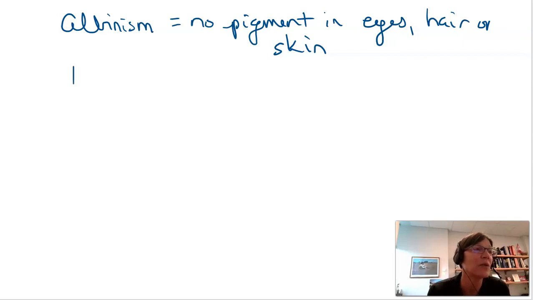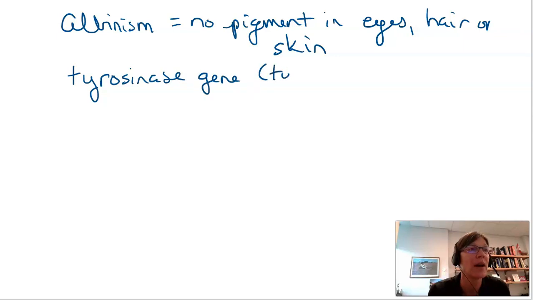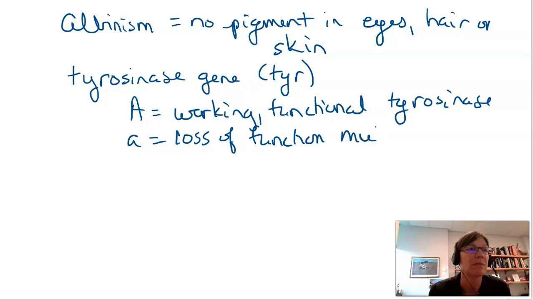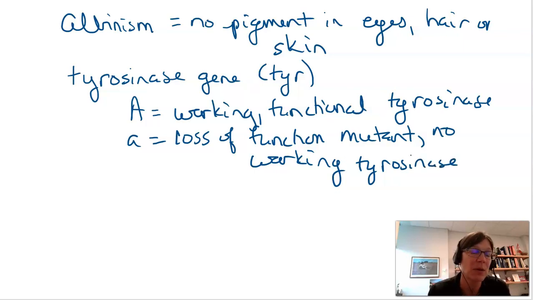In this case, it's related to a gene called the tyrosinase gene, or TYR. And it's very common to assign the symbol A to this particular gene for genetics problems like what I'm working. So in this case, the dominant allele means working, functional tyrosinase, and the recessive allele is a loss of function mutant. Okay, so it's no working tyrosinase. So we can make a relationship between the three possible genotypes I was just showing you and the two different phenotypes, albino or not albino, that can occur in people and lots of other animals.